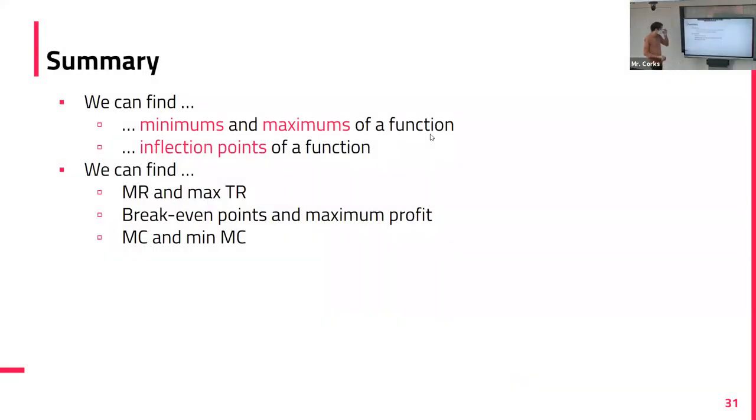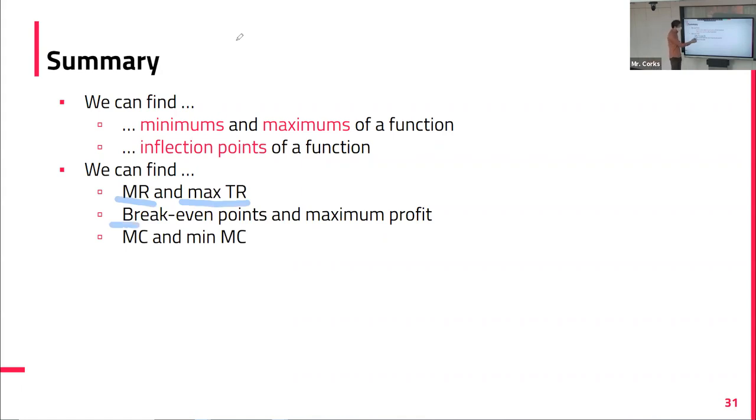All right, so hopefully by now we're pretty good at finding just maximums and minimums. First derivative, set that equal to 0. And we can also find inflection points. Just find the second derivative, set that equal to 0. We'll have practice with that stuff in the workshop this evening. And we've started doing this stuff. We can find a marginal revenue and a maximum total revenue based on that.